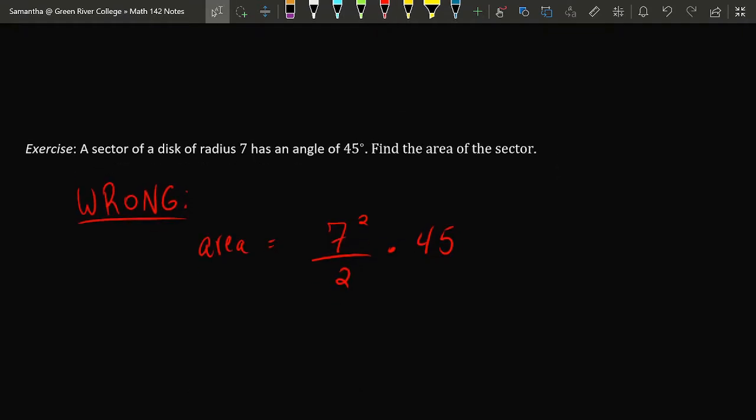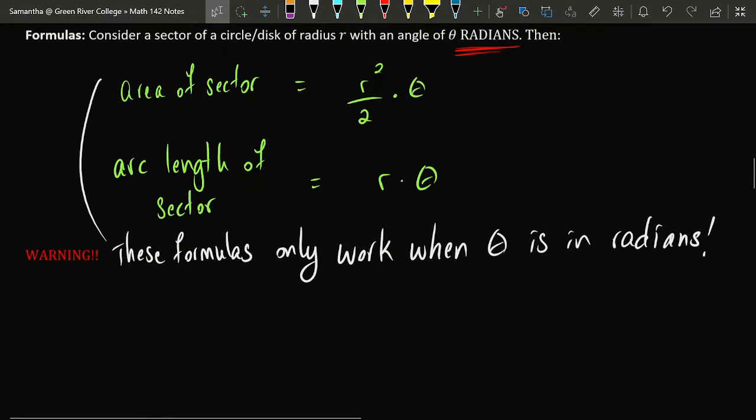The problem is that this is an attempt to use the formula given above for the area of a sector, but the angle in our problem is not given in units of radians. If you want to use this formula, you're going to need to take that angle and convert it so that it is in units of radians.